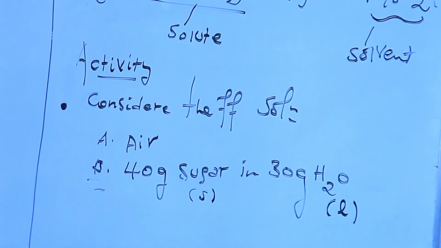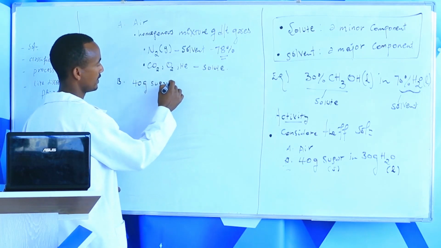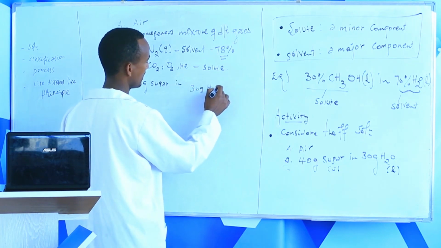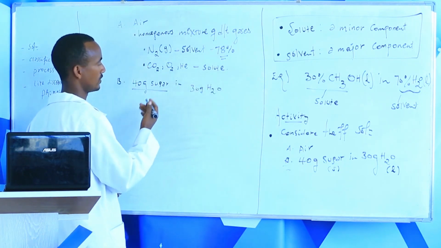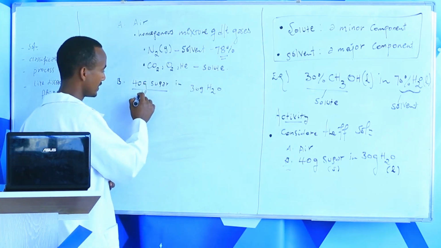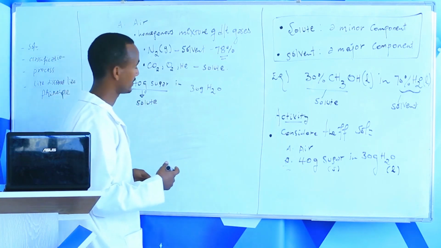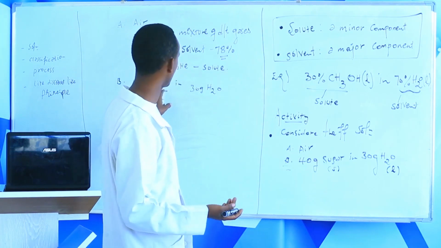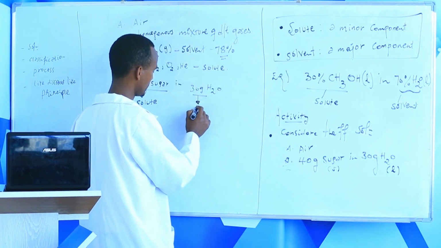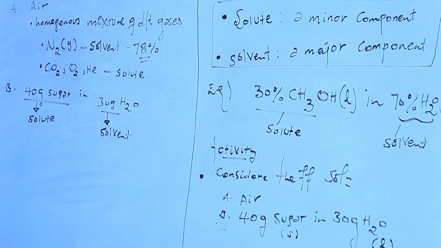Therefore, when you make a solution by dissolving 40 grams of sugar in 30 grams of water, even though the amount of sugar is greater, sugar is the solid because it gets dissolved in this solution, whereas water acts as the solvent because water does the dissolving. Okay?